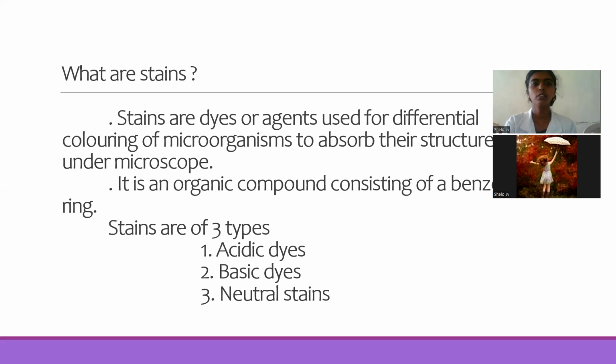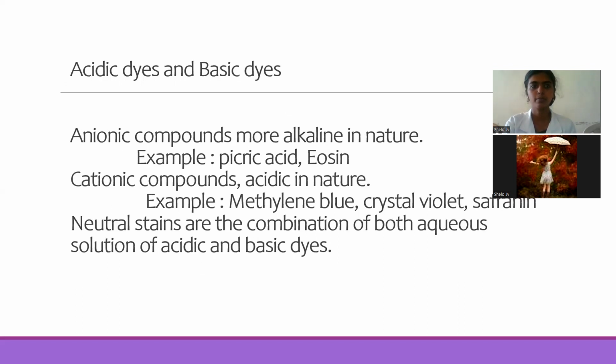First, we have to know what a stain is. Stains are dyes or agents used for differential coloring of microorganisms to observe their structure under the microscope. It is an organic compound consisting of a benzene ring. Stains are of three types: acidic dyes, basic dyes, and neutral stains.